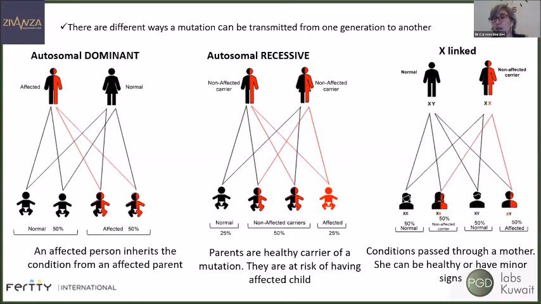And also we have a third type that we call X-linked, which are conditions that are passed through a mother. These X-linked diseases affect genes that are located in chromosome X, and women have two chromosome X, while men only have one. So a healthy or non-affected woman that has no signs of the disease can be a carrier and then can transmit this mutation to her children, and her children can be affected, especially in that case, male, who only have one chromosome X.